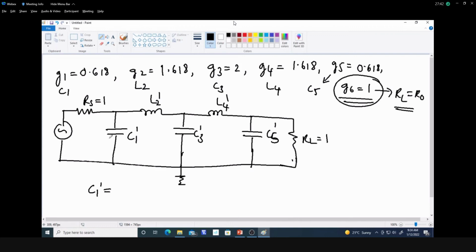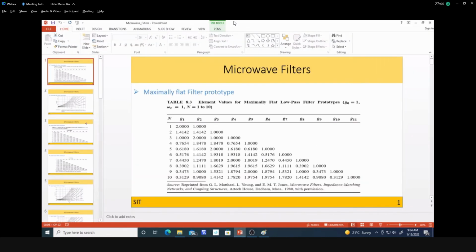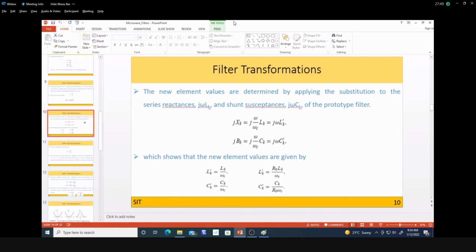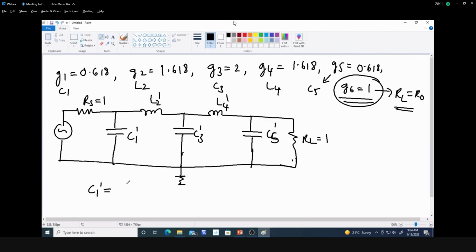Now we know the transformation here: C1 dash for the low pass filter. You can see the new element values, which are something like CK or C1, where the K value is based on the subscript. So if you want C1 dash, it is C1 divided by R naught into omega C. So this is what we require, and similarly we need to find the L value. Here, C1 dash is C1 divided by R naught into omega C.